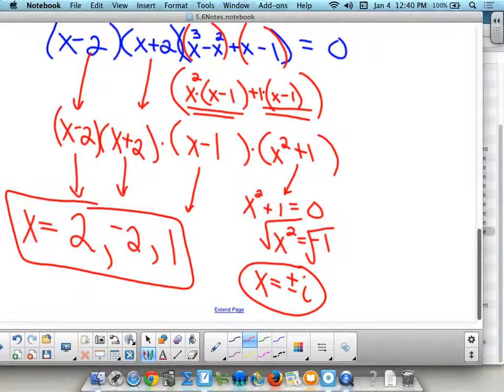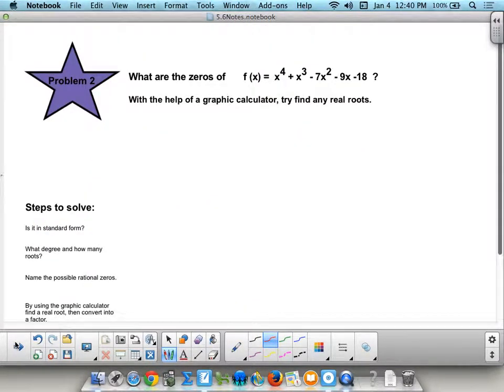Can I turn the page or do you have questions? You can turn it. Says tape. Okay, turn it.